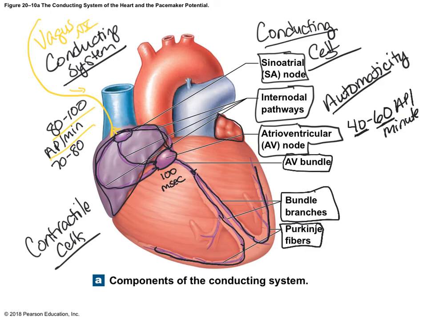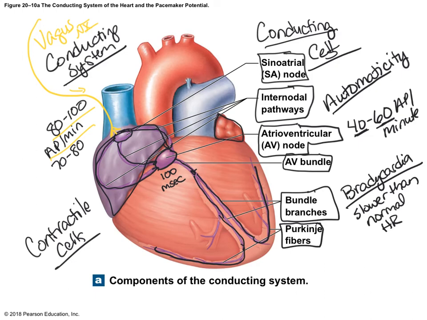So a couple of terms that we should know is bradycardia. So bradycardia is a slow heart rate. So this is slower than normal. A slower than normal heart rate. We have another term named tachycardia. And tachycardia is a faster than normal heart rate.